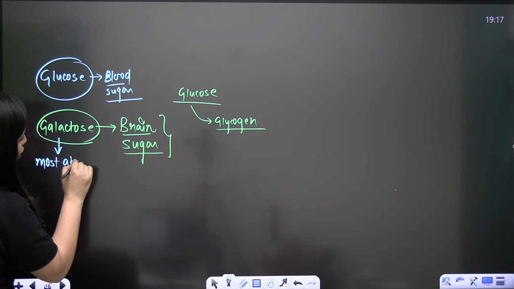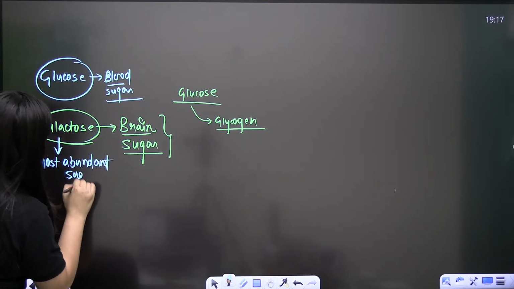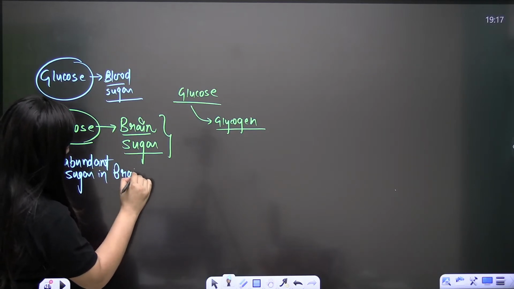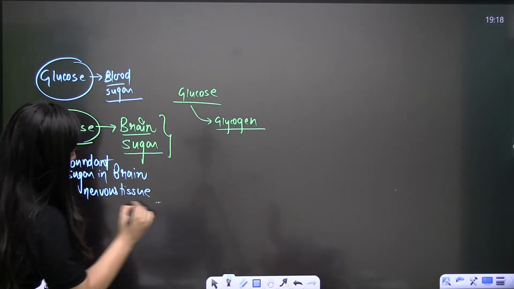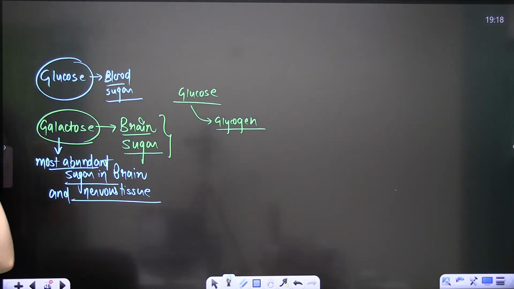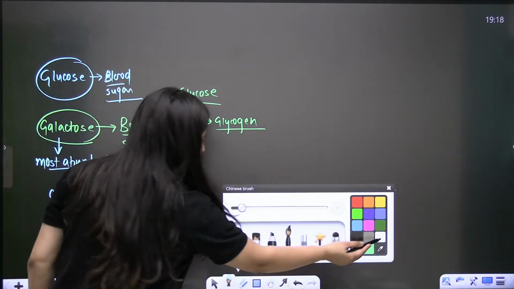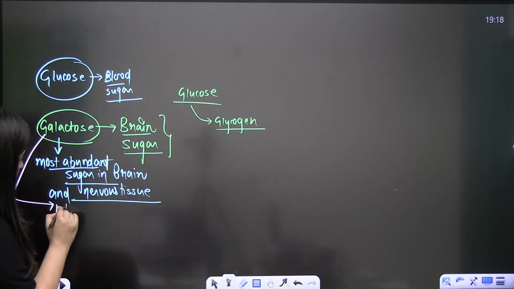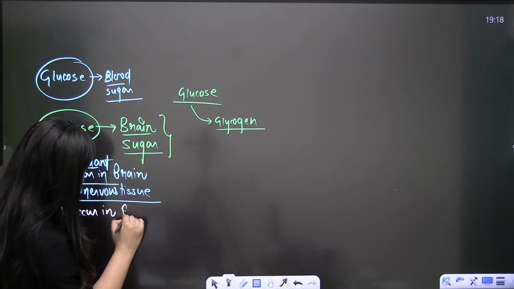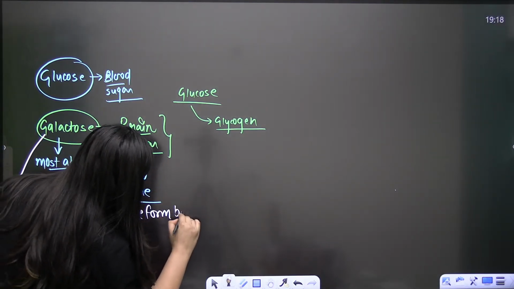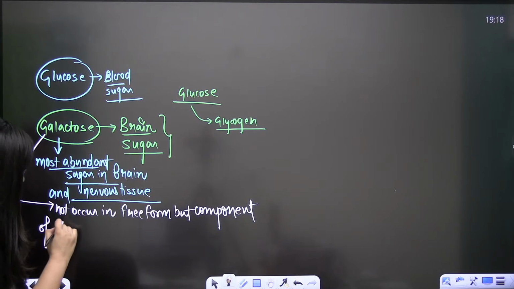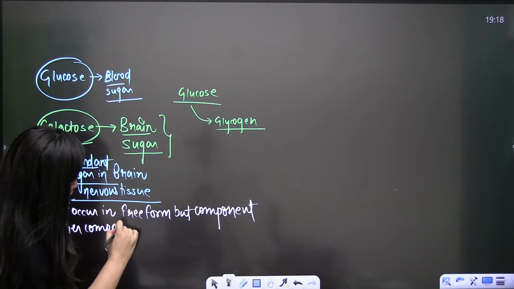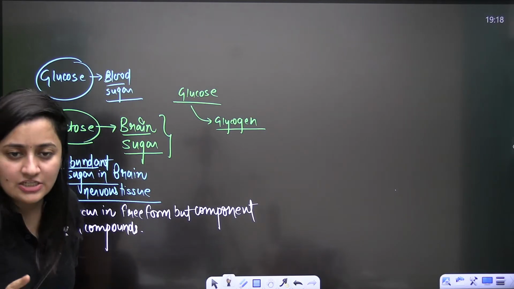It is the most abundant sugar in brain and nervous tissue. It is not present in free form, but is associated with lactose. It never occurs in free form. It is basically a component of your lactose. Clear? So galactose is a component of your lactose.